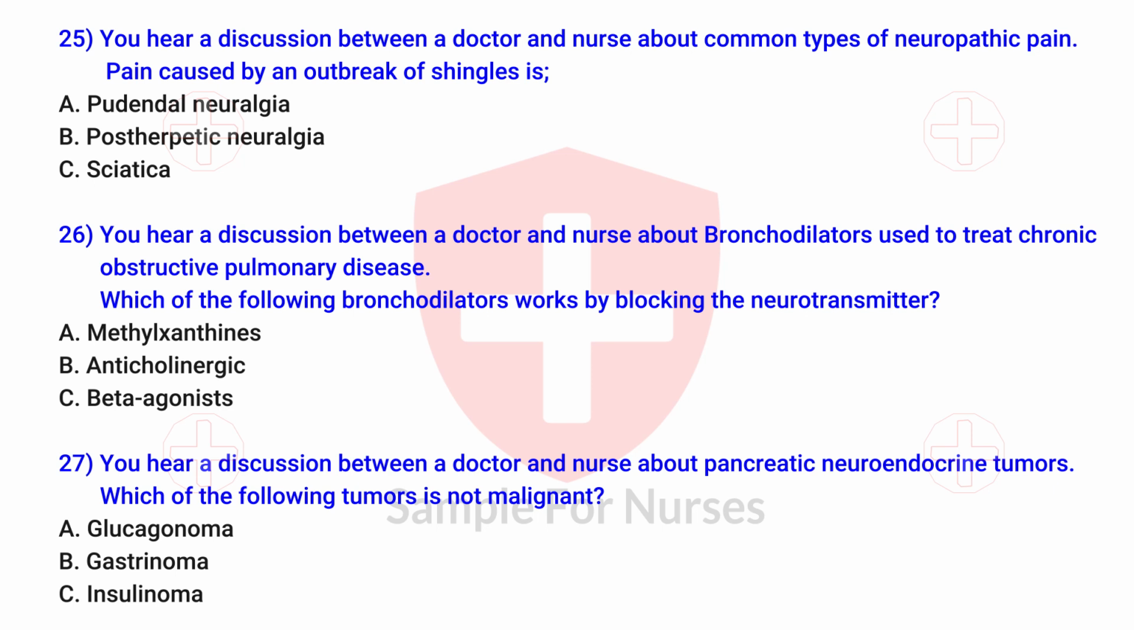Anticholinergics block the neurotransmitter acetylcholine in the central and the peripheral nervous system from binding to its receptor in nerve cells and inhibit parasympathetic nerve impulses. Methylxanthines affect not only the airways but stimulate heart rate, force of contraction, and cause cardiac arrhythmias at high concentrations.